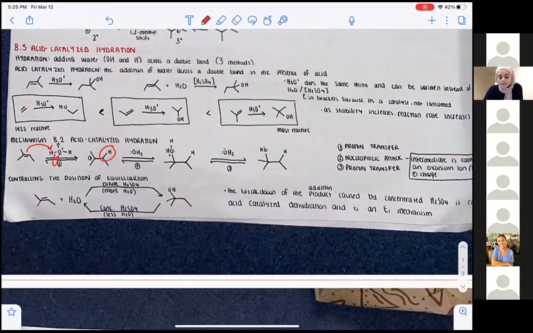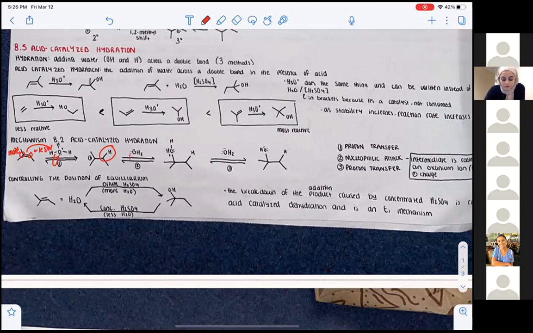And this is a Markovnikov. So then we know that it's going to be added to the less substituted side. So this is the more substituted, and then this would be the less substituted carbon. So over here it's being added to the less substituted, so we know it's Markovnikov.